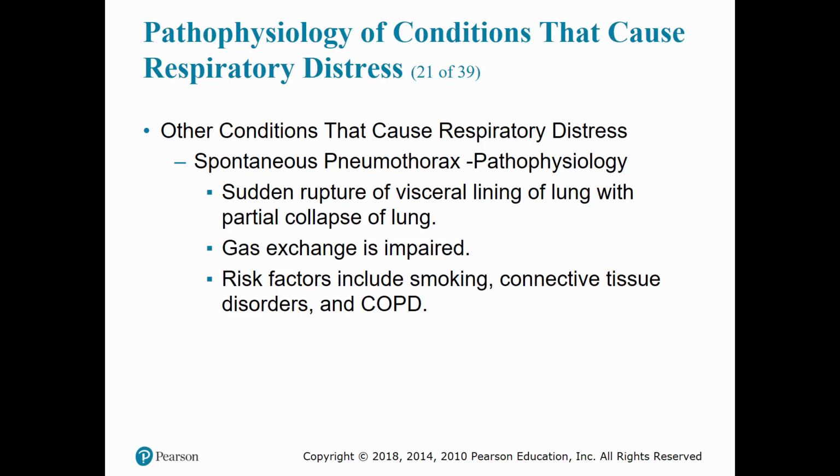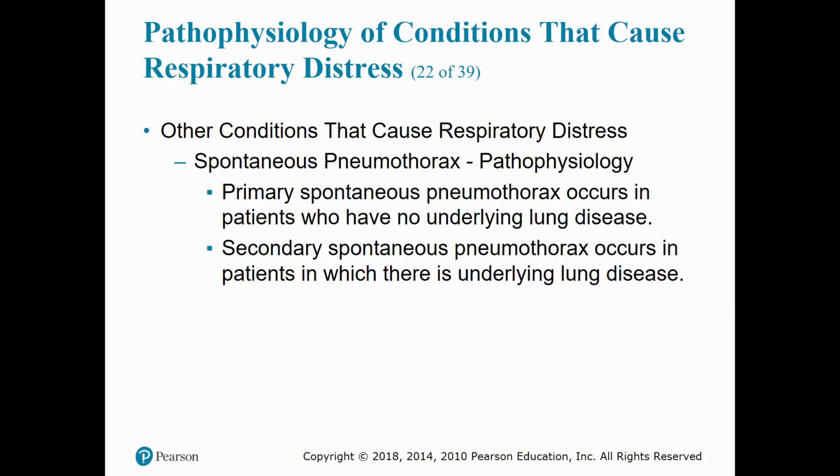Risk factors of a spontaneous pneumothorax may include smoking, COPD, connective tissue disorders. Even patients who are tall, very thin, and cough too hard could cause a spontaneous pneumothorax. It's rare, but it is possible. Primary spontaneous pneumothorax occurs in patients in their teenage years to early 20s who are tall and thin. That's what I was just talking about.